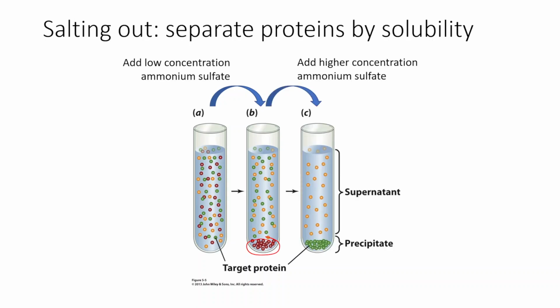As you keep adding ammonium sulfate, then you'd precipitate out the green protein, which is your protein of interest, and it would leave the more soluble yellow protein still in the supernatant. So then from there, you could take this pellet that contains your protein of interest, add more buffer to it to suspend it again, and then keep purifying from there.